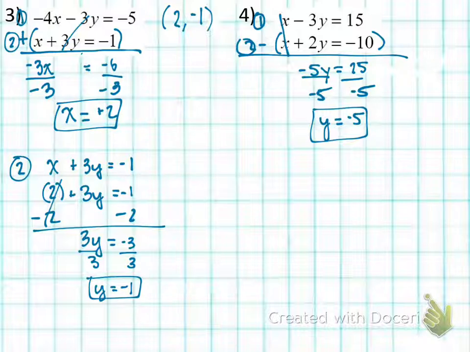Alright, so x's and y's. Our answer for the y's is negative 5. Now the answer for x. Which equation do you want to put in for y, 1 or 2? And by the way, it really doesn't matter which one you use, okay? Bottom or top? I'll use the top one.